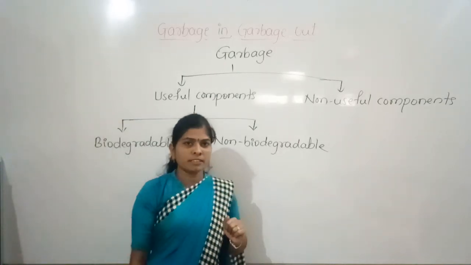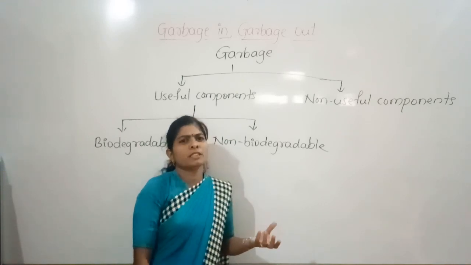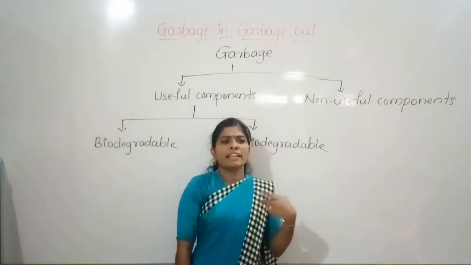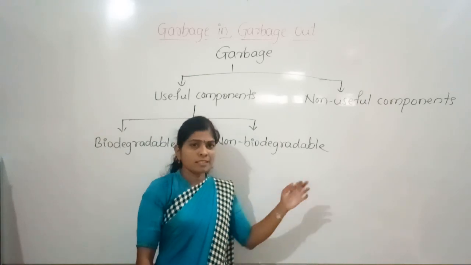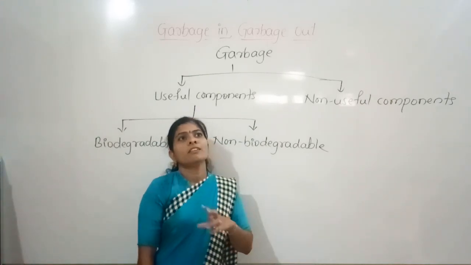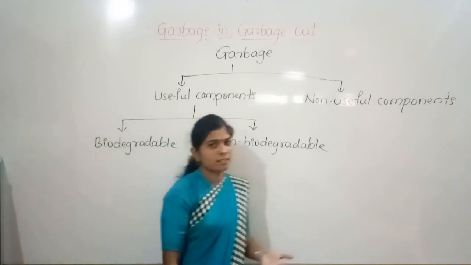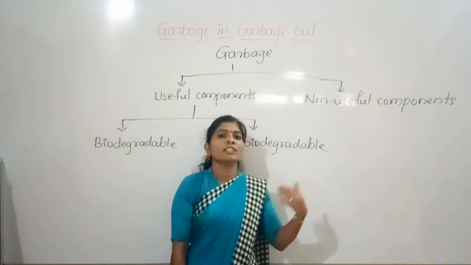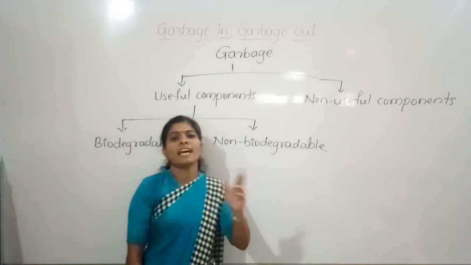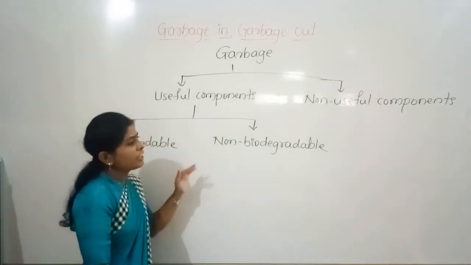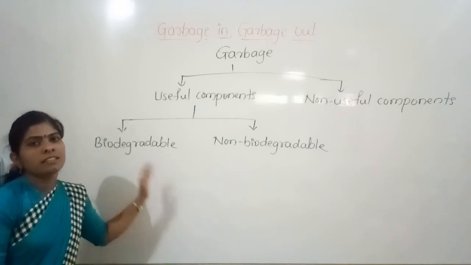And the non-biodegradable waste is such as plastics, glass and some metal objects. Metal objects from many parts of computers, radio parts, or any machine parts will sometimes be thrown in the garbage. Also plastic bottles or any plastic objects, and some glass objects can be thrown. They are all separated here and sent to the manufacturing unit, and there they can be recycled. Likewise, we divide the useful components into biodegradable and non-biodegradable waste.